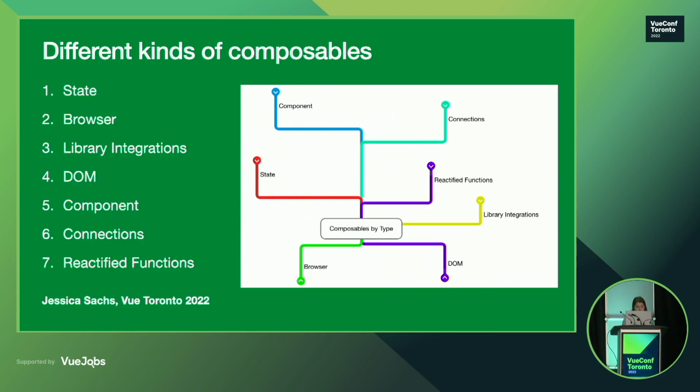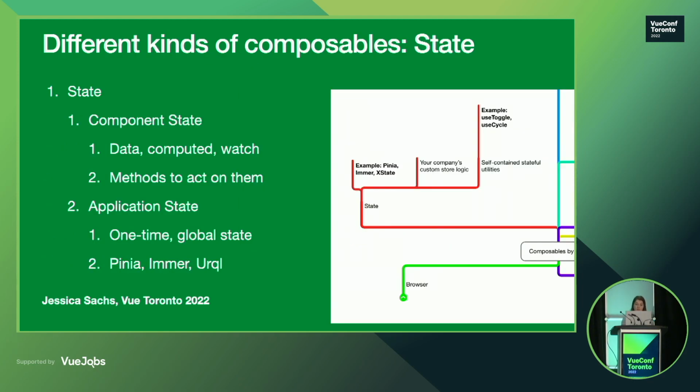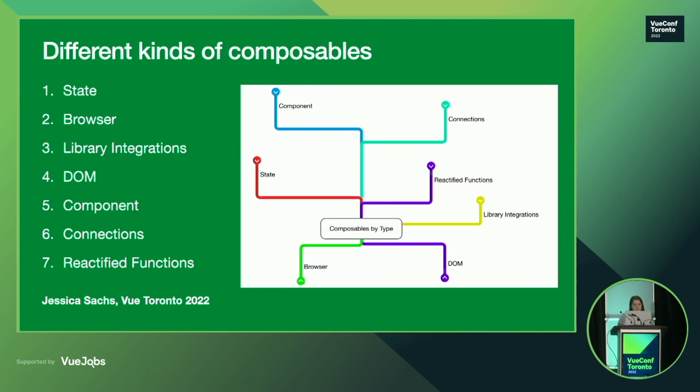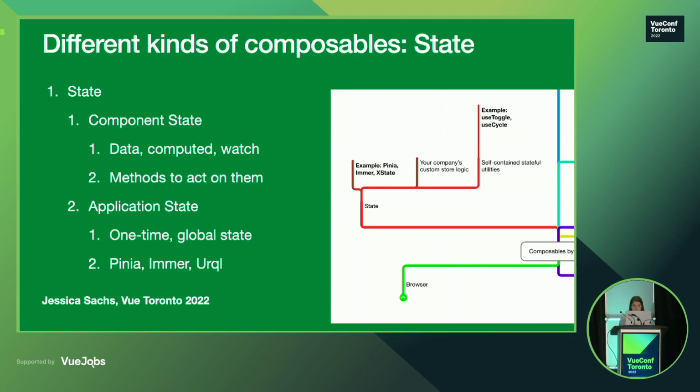But first, state. State was the obvious one for me. We had our component state. So let me back up, I went very quickly through that. We have state, browser, library integrations, DOM, component, connections, and reactified functions. And we'll go into each one of those right now.